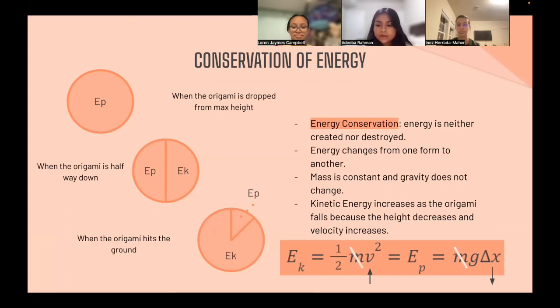We can also look at the equations to understand the change. Since mass is constant, we can ignore this for now, and this only leaves the velocity and the height as the only changing variables in our experiment. We can conclude that as the height decreases, the velocity increases to balance out the energy in the equation.